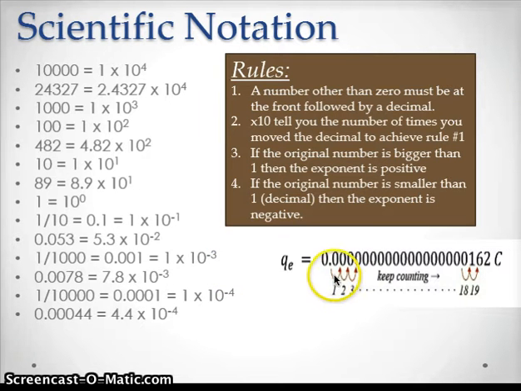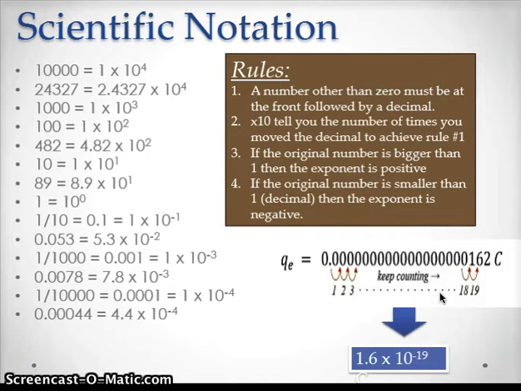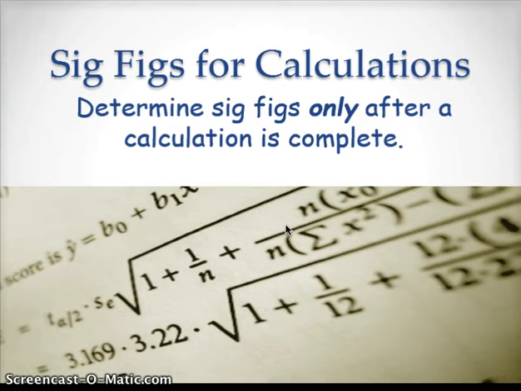Every time you move the decimal to the right, it's going to be negative. Every time you move the decimal to the left, it's going to be positive. That's another way to remember it. So you move the decimal to the right by 19 times. So it's 1.6 times 10 to the negative 19. Or you could just remember this original number is less than 1, so it's going to be negative. That's the way I remember it, but everybody remembers it differently.